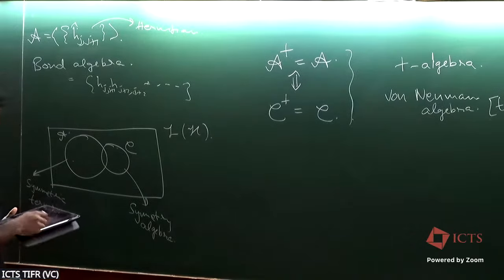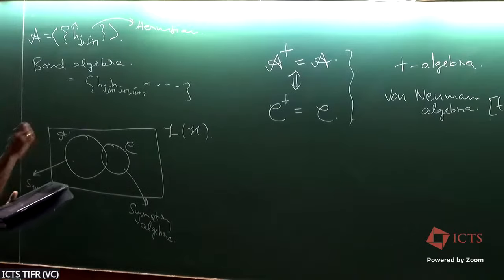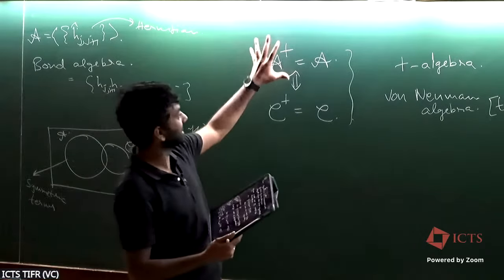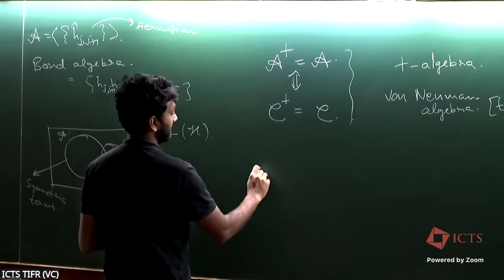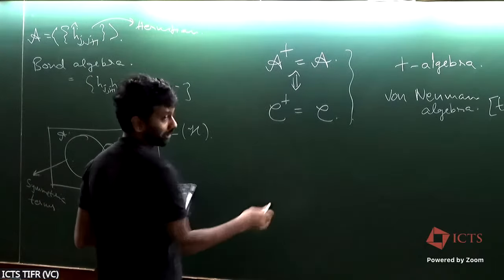Yeah, that's a good point, maybe I'll get to that. There is this condition: these are called dagger algebras, and there is a nice theorem on these kinds of algebras which says that the commutant of the commutant is the algebra itself. This is called the double commutant theorem.